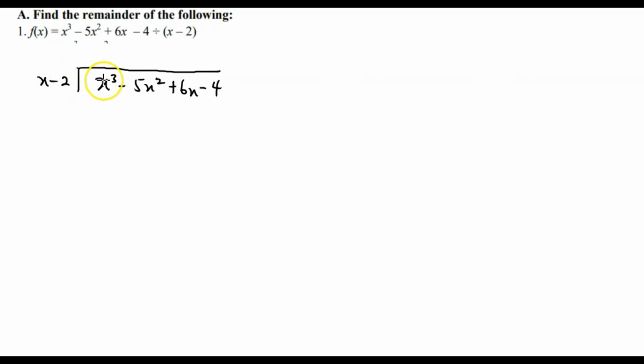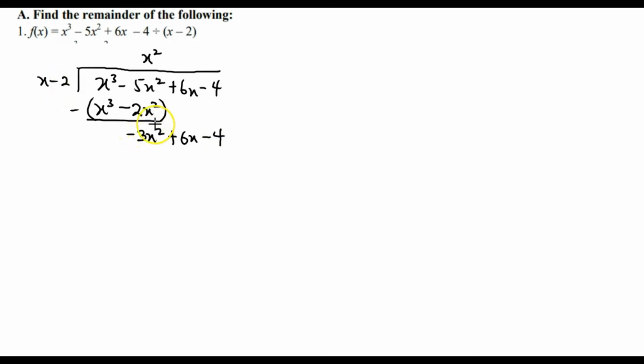Therefore, x will go into x cubed how many times? It will go into it x squared times. x squared multiplying x will give us x cubed. x squared multiplying negative 2 will give us negative 2x squared. At this stage, we subtract. We end up getting 0 for the first term, x cubed minus x cubed, that is 0. Negative 5x squared minus negative 2x squared will give us negative 3x squared. We push down the remaining terms of the polynomial function, which are plus 6x and minus 4.